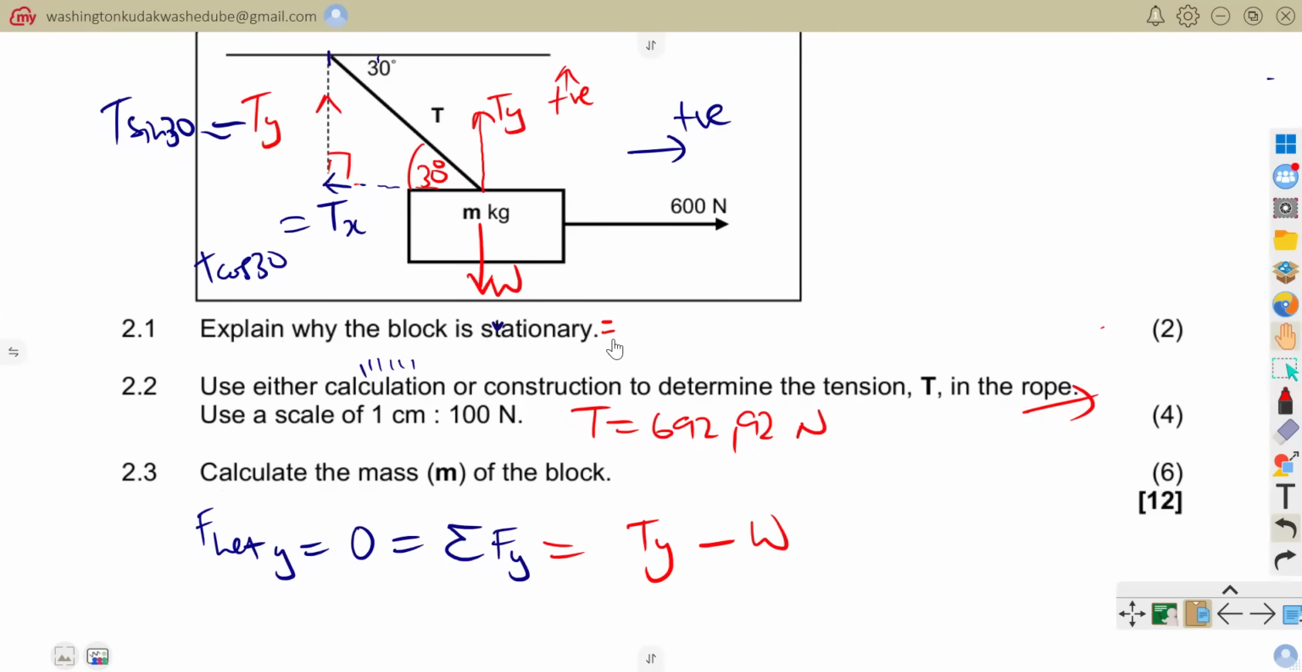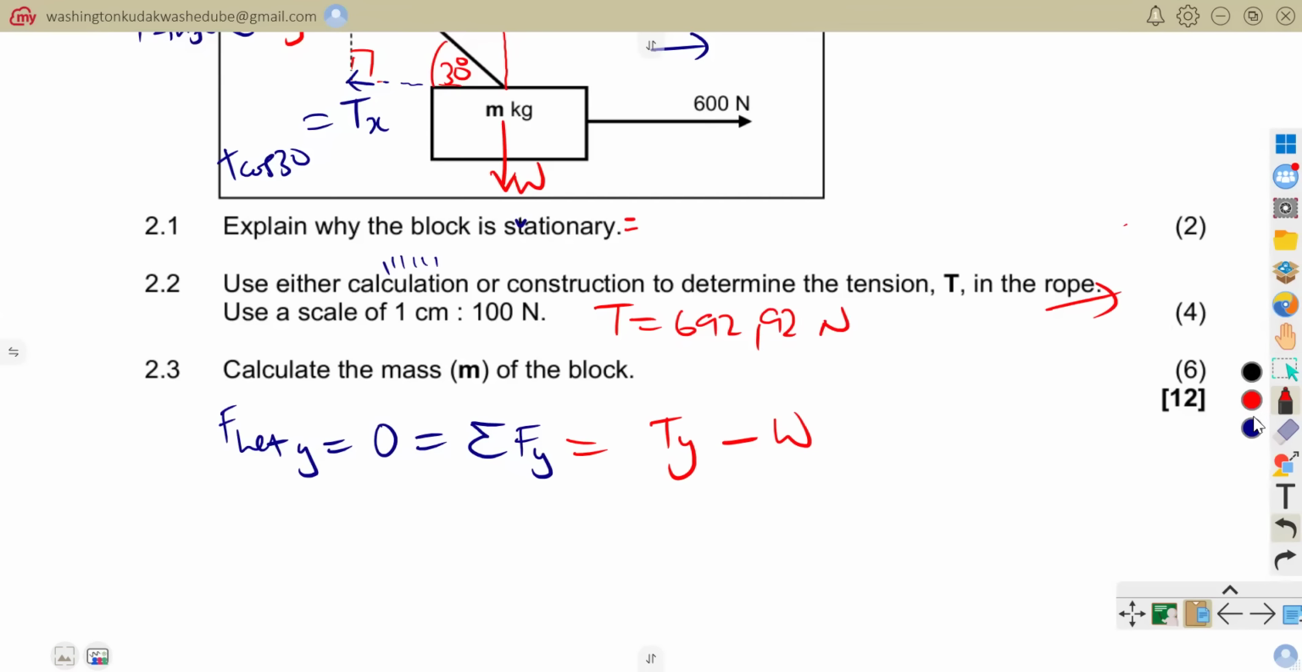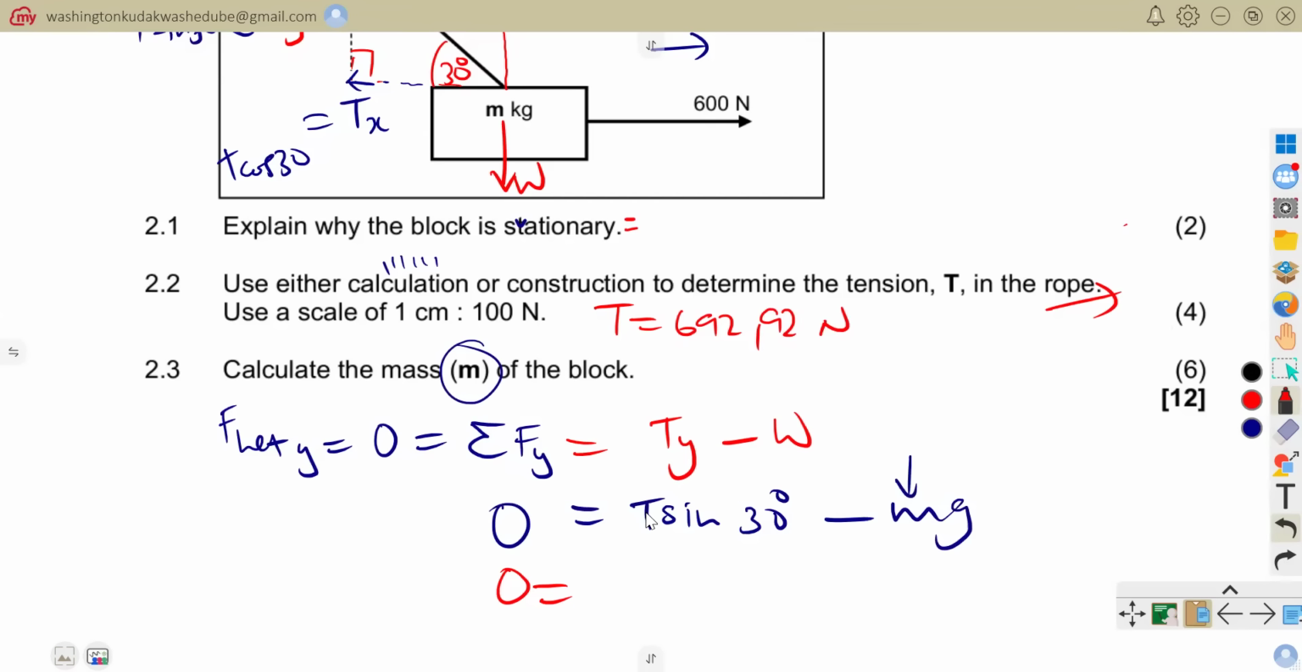And then when I have that, I would say, what is my Ty? I know that my Ty becomes T sine of 30. This becomes T sine 30 minus what is my weight? Mg. And this is where I would be looking at that mass. And then this is equal to 0. Now, I now know my T, which is 692.92 sine 30 minus my mass M, and my gravitational acceleration is 9.81.